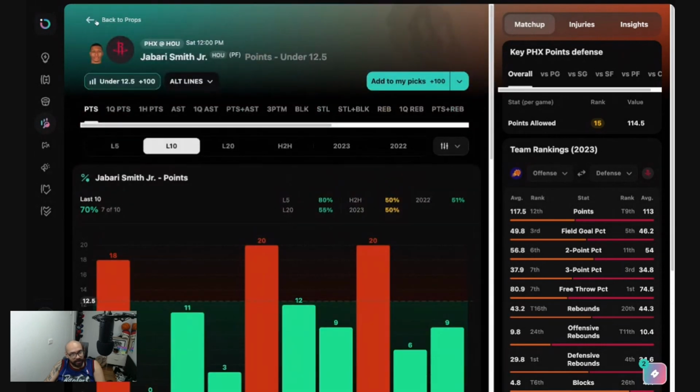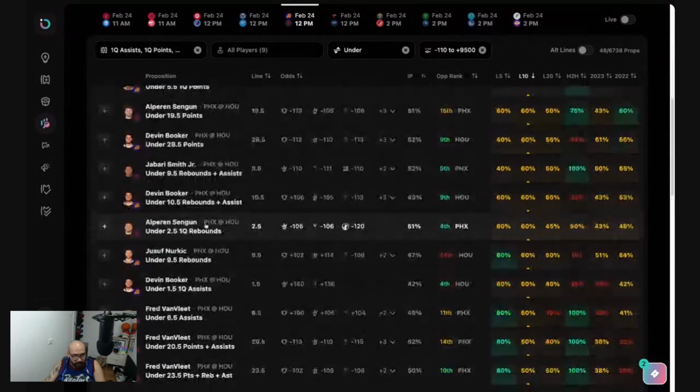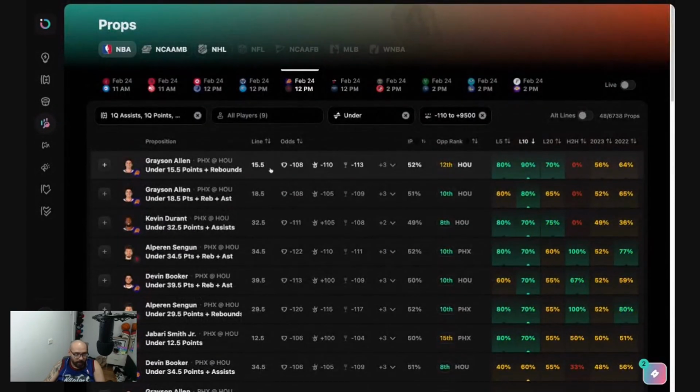So I'm a little bit hesitant to take that. I don't like betting on Jabari Smith Jr. anyway, but pretty much from this game, they're the main things that I would have to call out. So Devin Booker under in his PRA, and Grayson Allen under in his points and rebounds if Bradley Beal is playing.